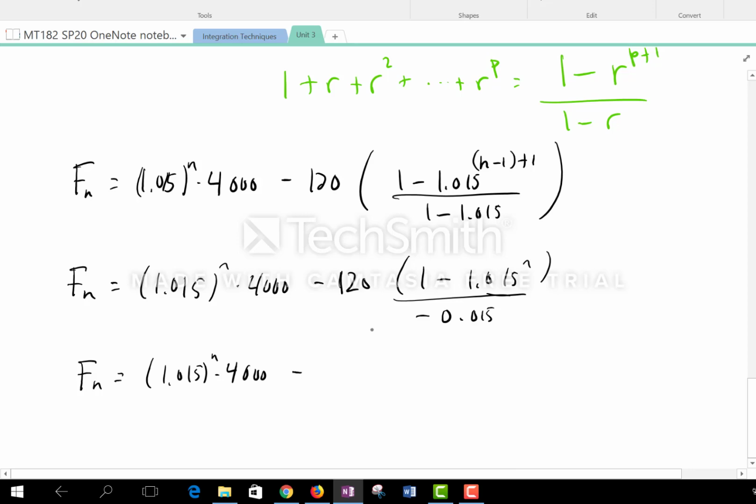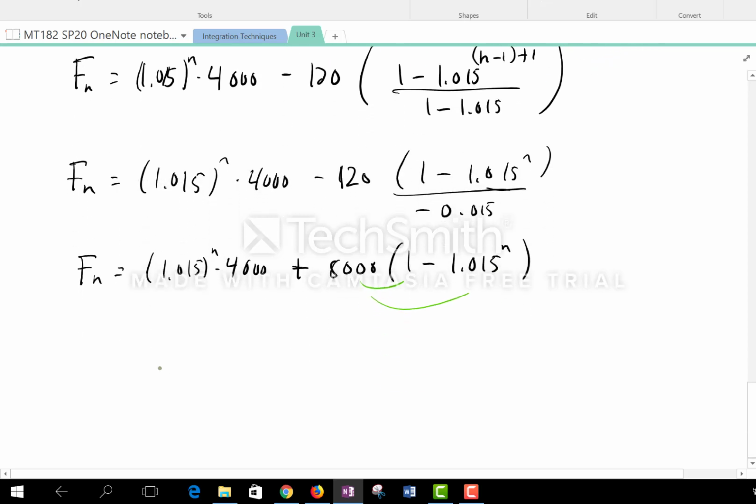And if you do that division, you're going to get 8,000. Negative 120, we got two negatives there, so that's going to change to addition. And then 120 divided by 0.015 comes out to exactly 8,000. And it's times 1 minus 1.015 to the nth power. Okay, now we're going to distribute the 8,000 through the parentheses there. Okay, in doing that, we get here f sub n will be 8,000 minus 8,000 times 1.015 to the nth power.